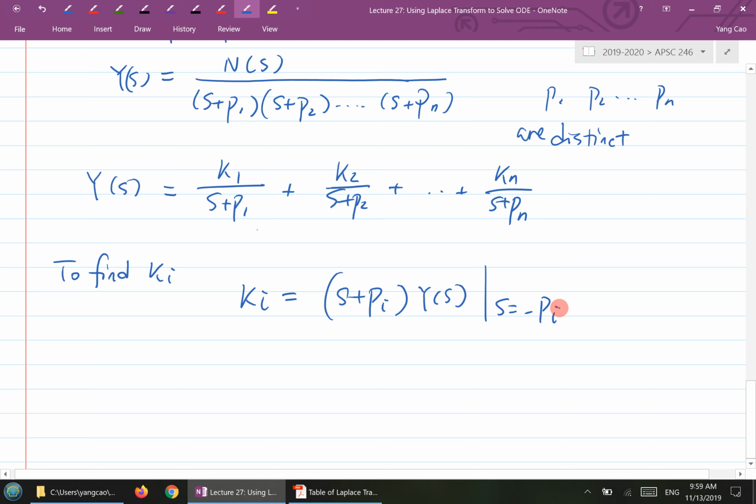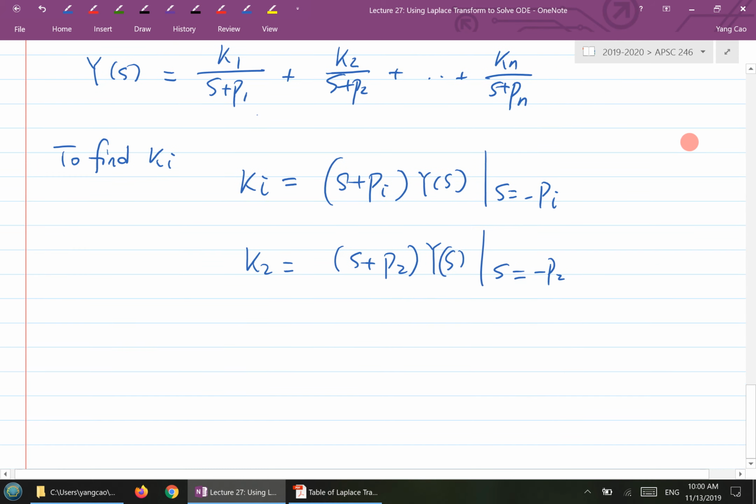Okay. This is your ki. To find, for example, k1 or k2, you need to use the denominator associated with the k2, and then times y of s, and then set s equal to negative p2 to find the value of k2. Okay. So I'll show you an example here.